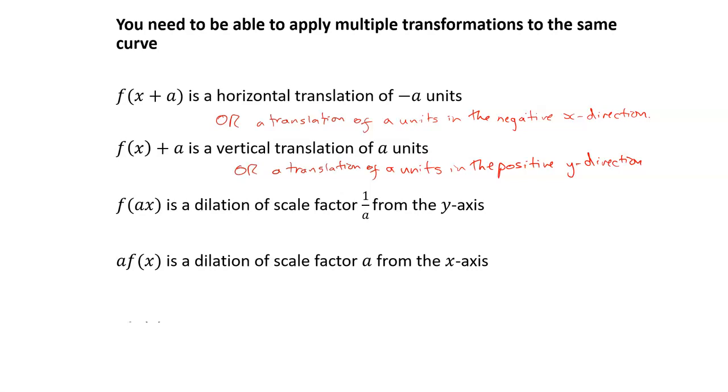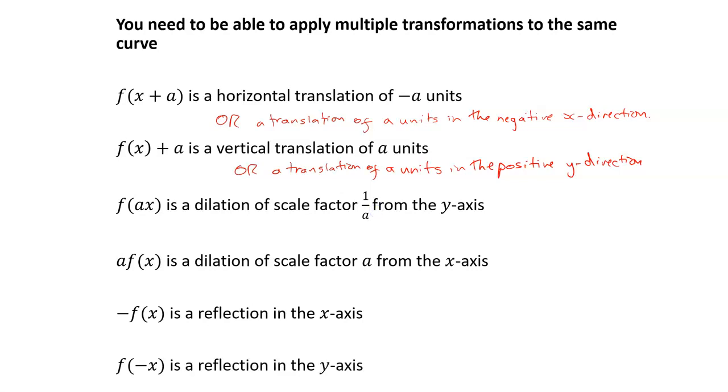So we've got translations, we've got dilations, we also have reflections. Negative f of x is a reflection in the x-axis. It makes everything above the x-axis negative and everything below the x-axis positive. And f of negative x, a reflection in the y-axis. Okay, you need to know those and be very familiar with them.